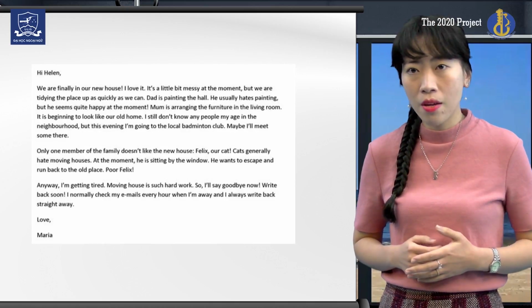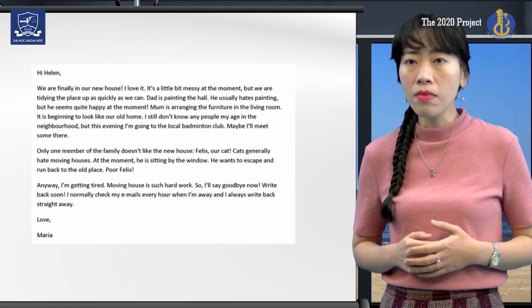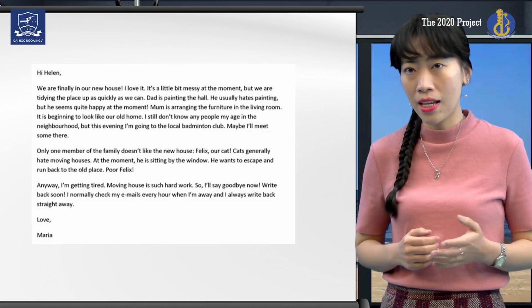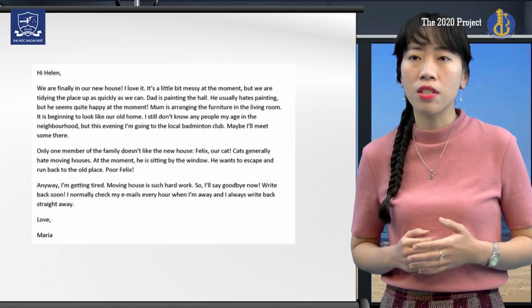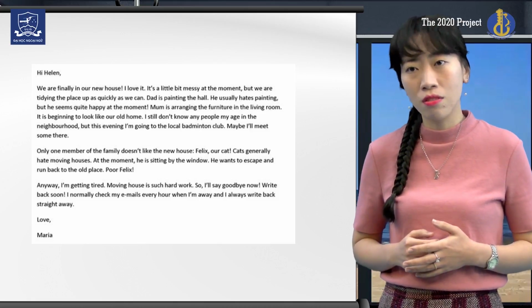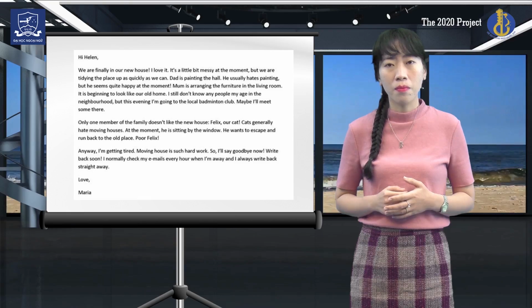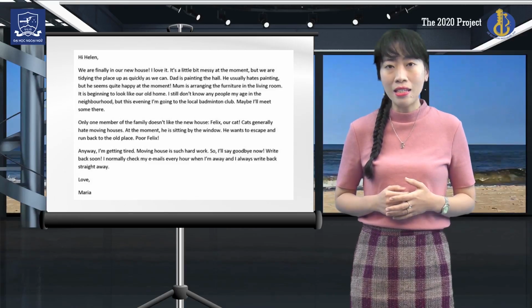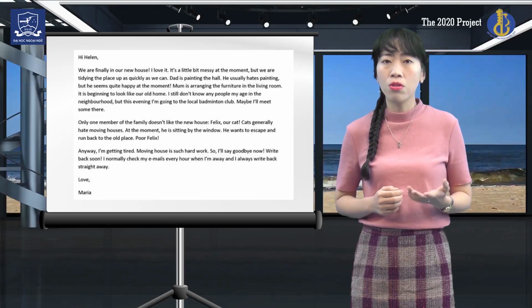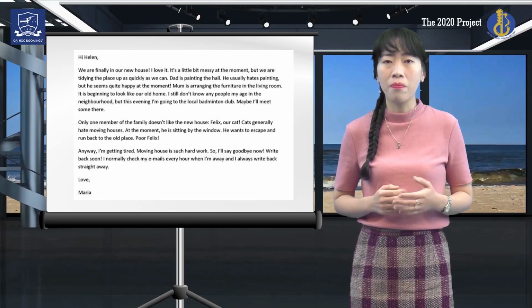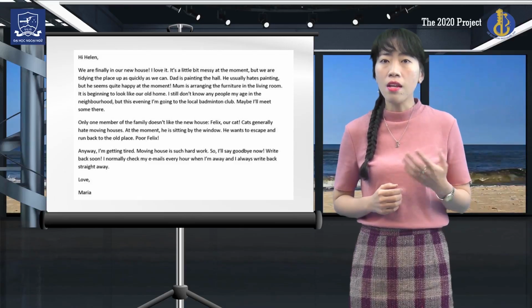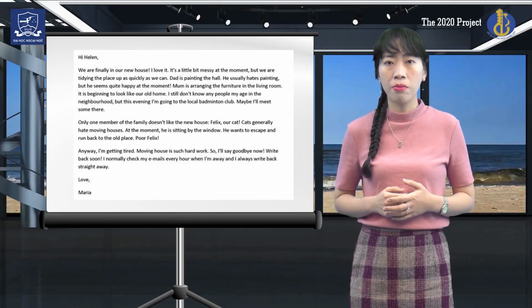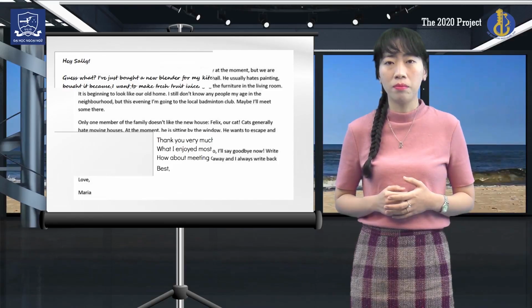This is another example of email writing. It's an email written to a friend, I guess. Maria has recently moved to a new town and she writes to tell her friend Helen about her new life. The sentences are mostly simple, connected by and, but, so, but also at the moment, anyway. The word choice is also simple but effective. The email has very good structure as well, divided in paragraphs.